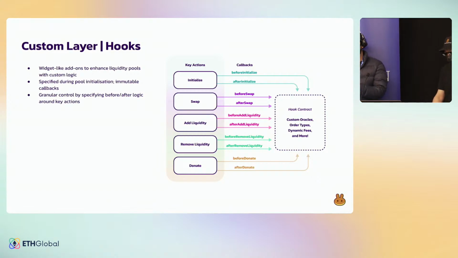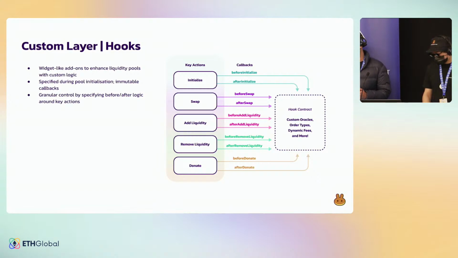Let's say a swapper comes to a pool and wants to swap. There is a possibility, and that is what hooks enable, that you can implement logic before swap and after swap. You can define a contract which will implement this logic, and while creating the pool, you mention this hook contract address. So every time any swapper calls swap, before swap will execute your logic defined in the hook contract, and after swap will also do that. So it's possible to implement any type of logic.